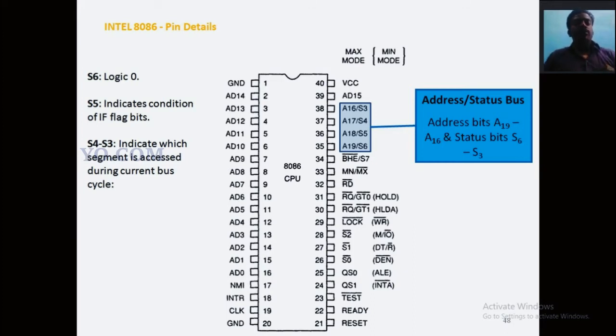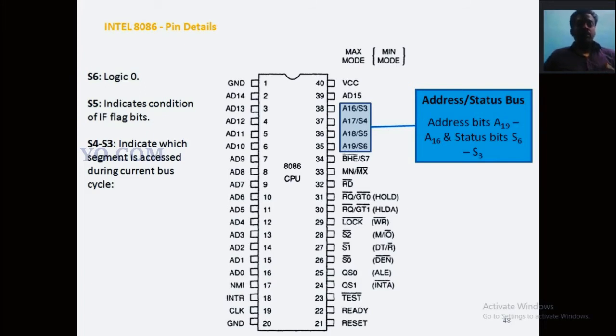Actually, we have 4 segments: data segment, code segment, stack segment, and extra segment. So in those 4 segments, which segment is accessed during the current bus cycle is indicated by the S3 and S4 status. S5 indicates the condition of the interrupt flag bit, and S6 indicates logic 0. So this is the status of the microprocessor.